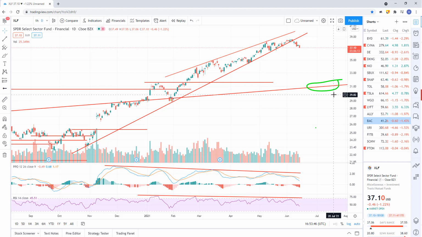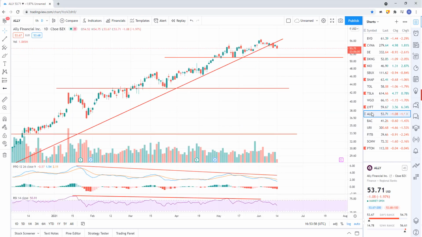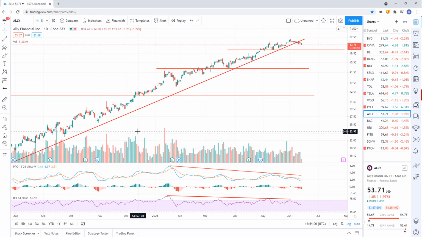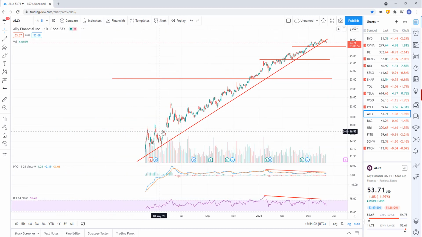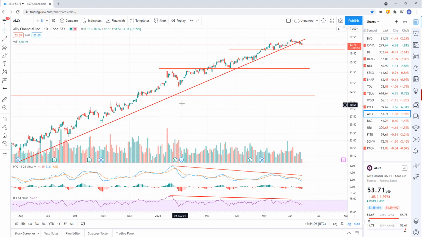That would be a logical place for the buyers to be there waiting to buy the financials. So that's what I'd be looking for, and we'll watch that. Oh, another short is Ally Bank. This one's starting to play out. You can see here, here's your uptrend line in Ally coming off of March 2020 on the daily chart.